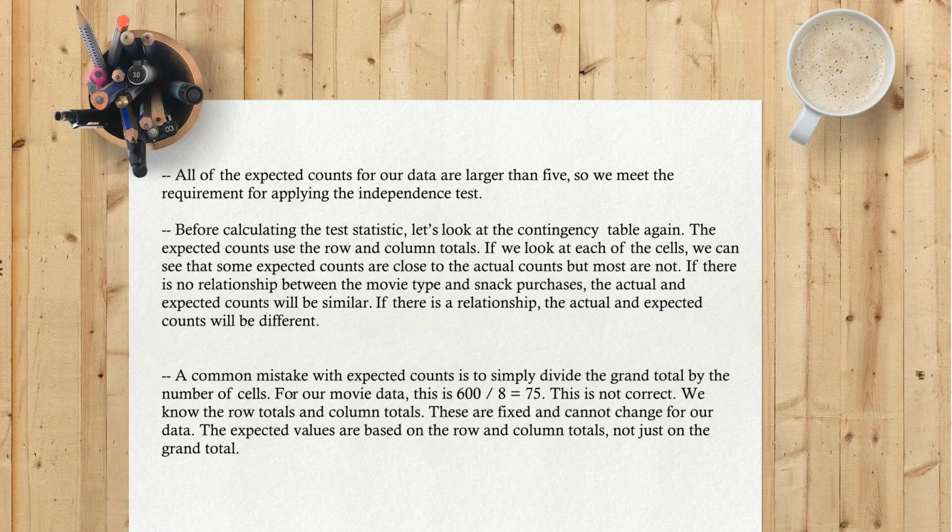A common mistake with expected counts is to simply divide the grand total by the number of cells. For our movie data, this is 600 divided by 8 equals 75. This is not correct. We know the row totals and column totals. These are fixed and cannot change for our data. The expected values are based on the row and column totals, not just on the grand total.